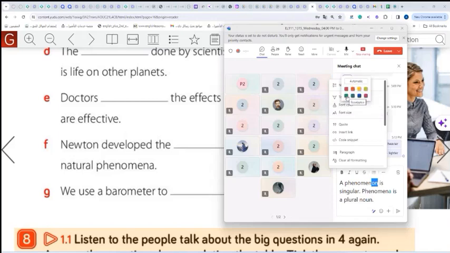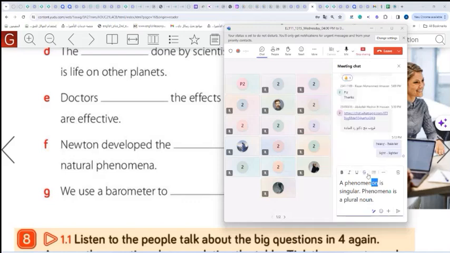So what do you notice here, dear students? What is the difference in spelling between a phenomenon, as a singular noun, and phenomena as a plural noun? Regarding spelling, what do you notice about the singular noun? Yes, ON and A. So this is the only difference between them.